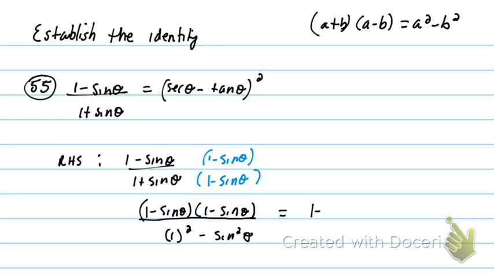So you're left with 1 minus sine theta times 1 minus sine theta. And then down here, we've got 1 minus sine squared theta.